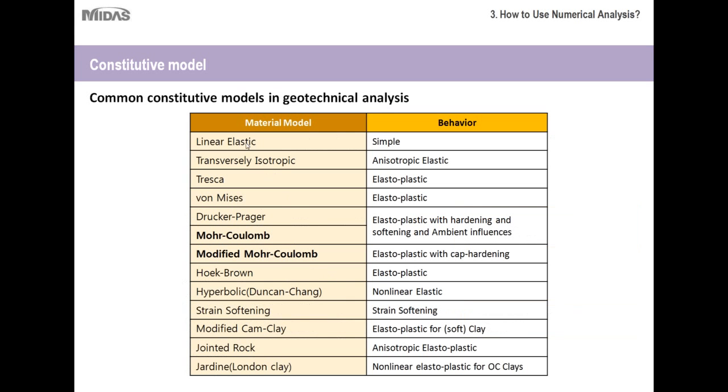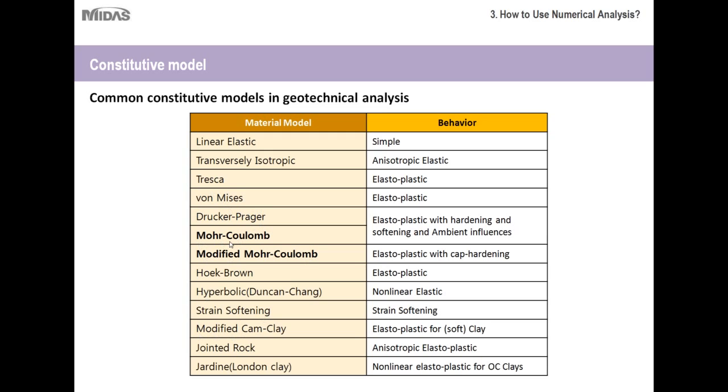Okay, so now let's go into common constitutive models that are used in geotechnical analysis. I'm sure you all have a basic understanding of, or are at least acquainted with, these various material models. For example, Drucker-Prager and Hoek-Brown are typically used for rock type analysis. Modified Cam clay is used for settlement. Strain softening is used for settlement as well. Jointed rock is used for rock fissures or broken rock layers. So you should be acquainted with these material models.